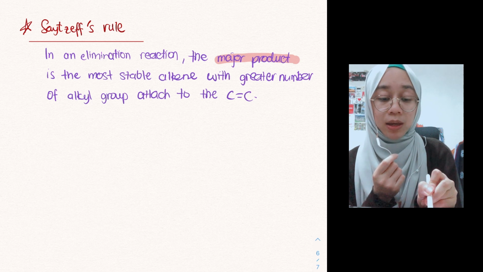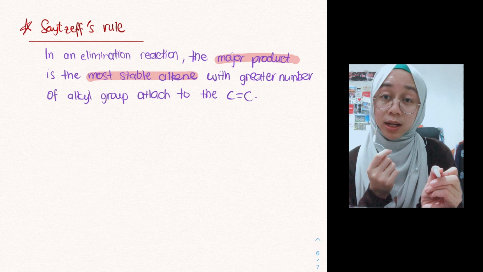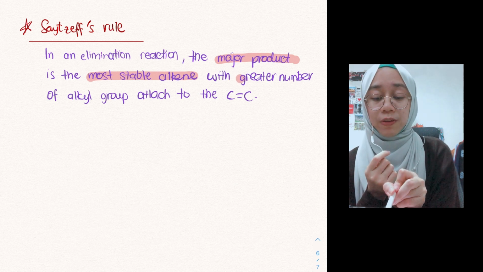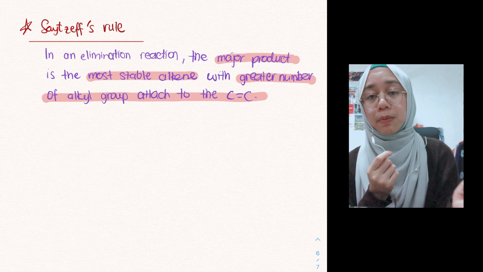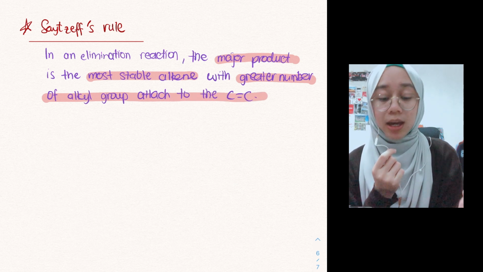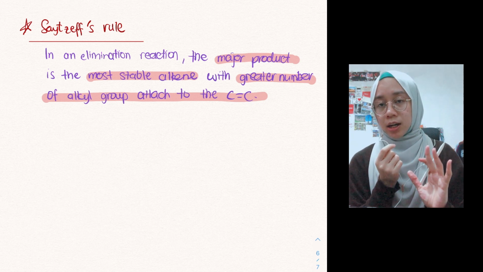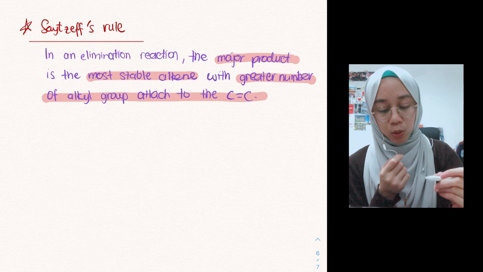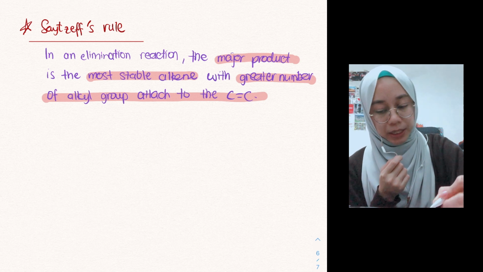Okay, it must be the more stable alkene. So more stable alkene ni pula apa dia punya karakteristik? It has to be with a greater number of alkyl group attached to the carbon-carbon double bond. Okay, jadi kita ambil balik contoh 2-butene dengan 1-butene tu tadi. So Miss lukislah 2-butene tu. So 2-butene rupa dia macam ni tadi.